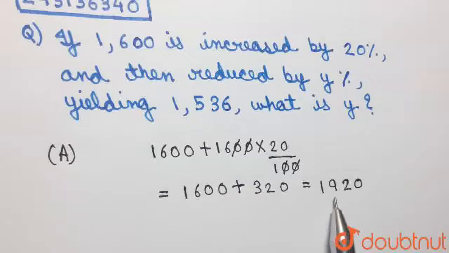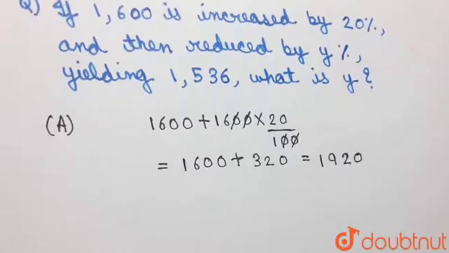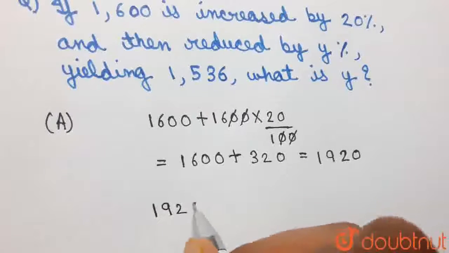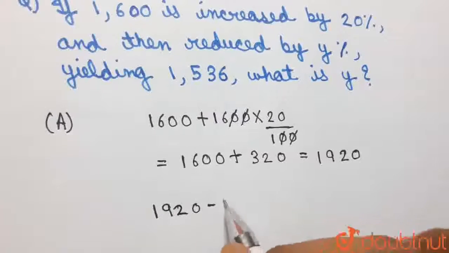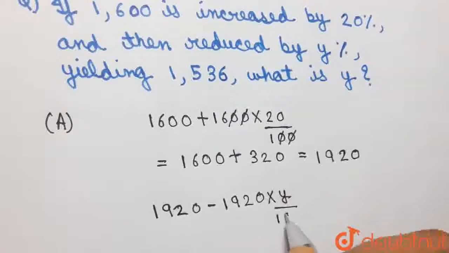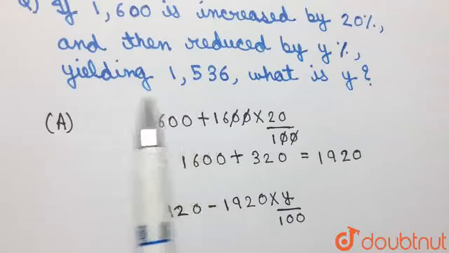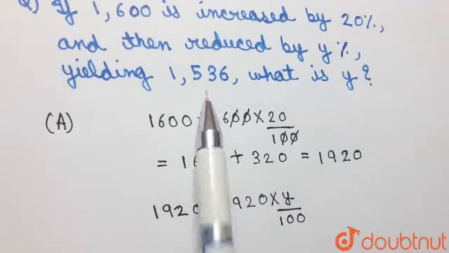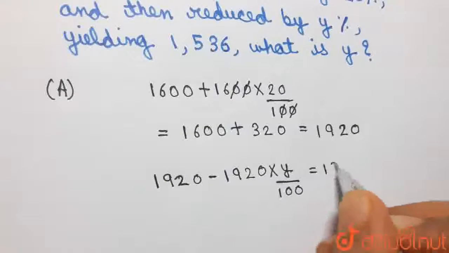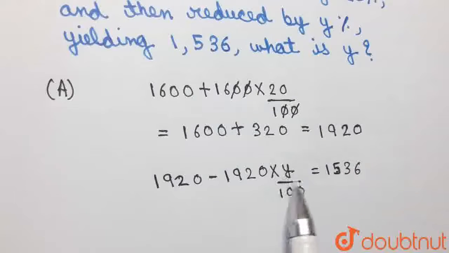Now, as further mentioned in the question, this value is reduced by y%. Okay, so after being reduced by y%, this value will become 1920 minus 1920 into y by 100, because it has been reduced by y%. And as per the question, after the reduction, the number that is yielded is 1536. That is, this is equal to 1536. Okay, and from this equation we can calculate the required value of y.